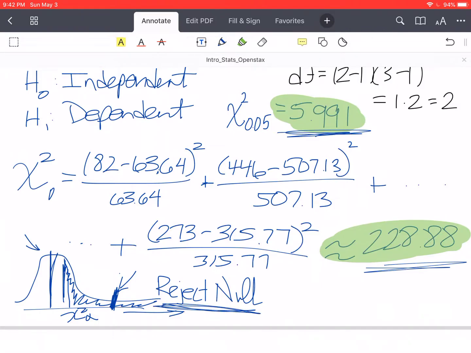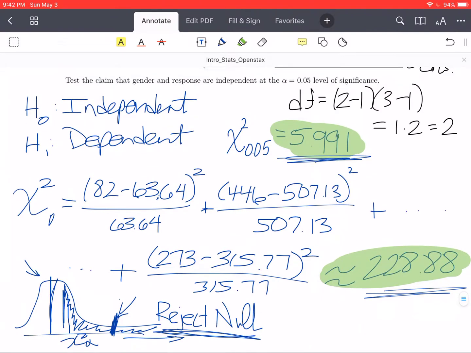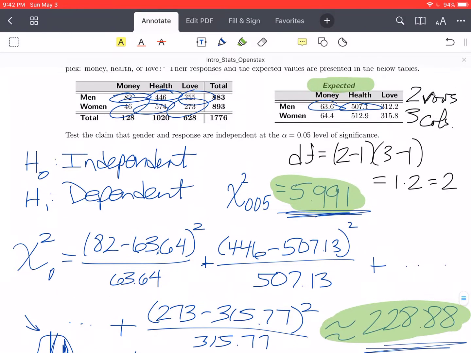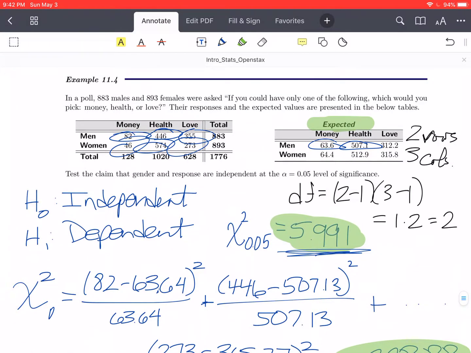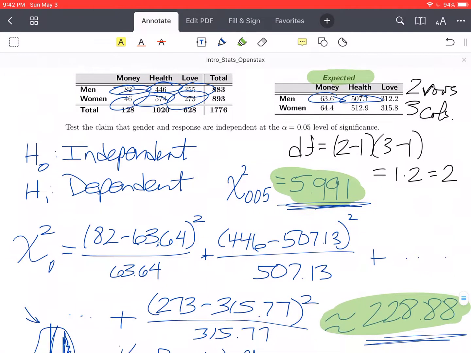If we're rejecting the null hypothesis, what does that mean? Well, the null hypothesis, the status quo statement, said that there was no relationship between gender and response to this question. But we have significant evidence to suggest that that's not true, that there is in fact a relationship, a dependency between gender and the way that someone answered this question.